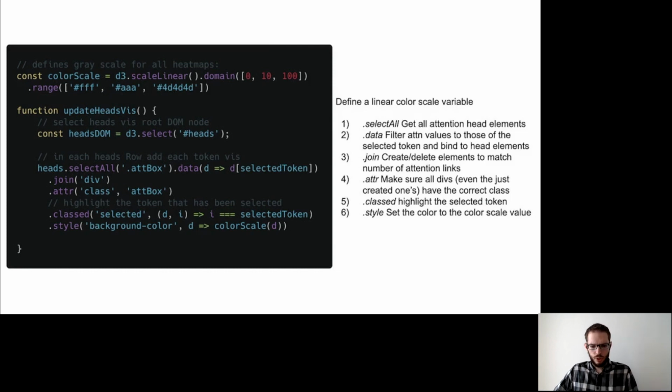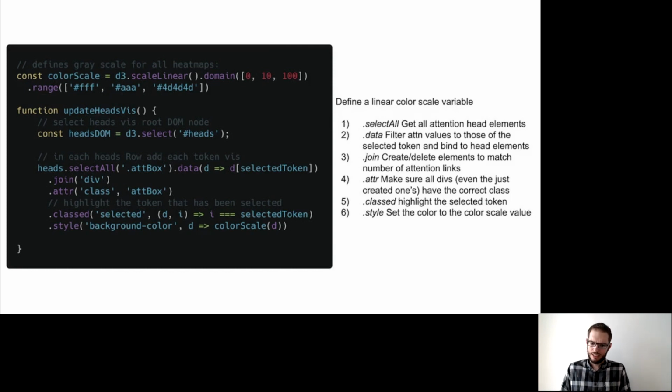Then, next, we also want to show a visualization that is different depending on the actual attention value. And in this case, we're using a grayscale. We can define this grayscale, again, as a D3 element, which is called scale linear, which ranges from black to white. And then our function updates headsWidth. It first selects the heads again via the .select. And then in each of the rows of the heads, we add a token visualization.